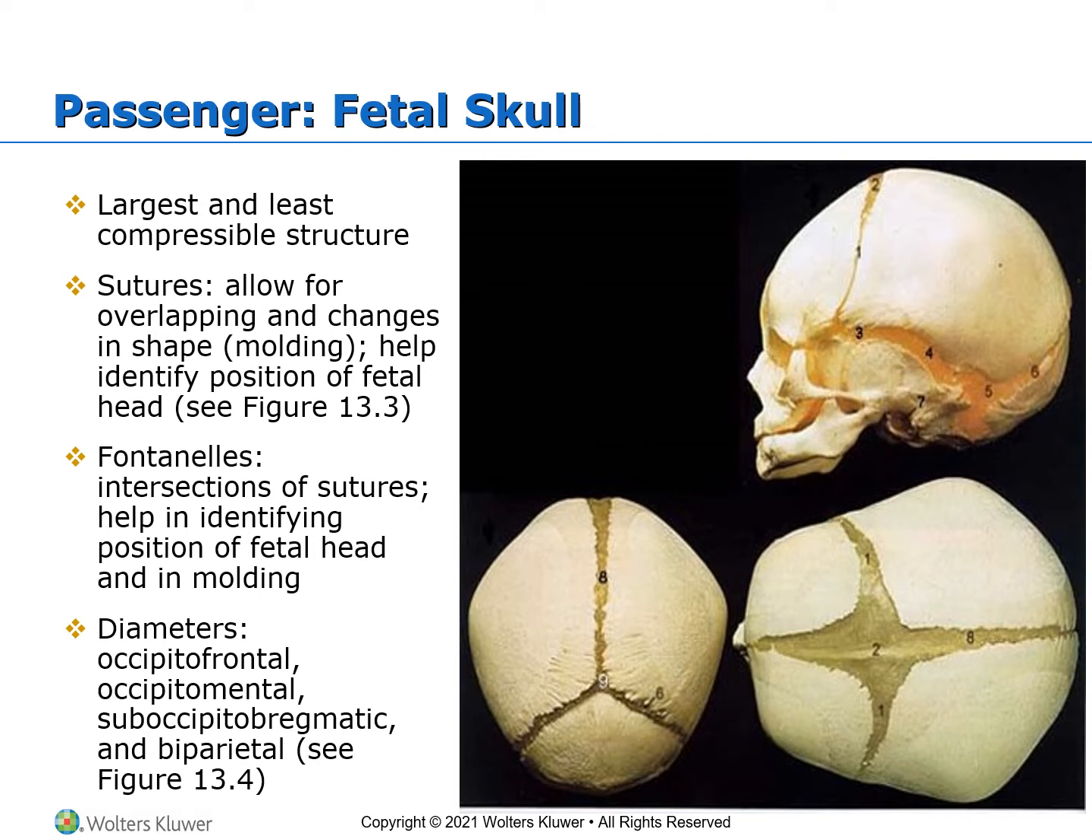The sutures allow for overlapping and changes in the shape, the molding of the head. It also helps to identify the position of the head when you do a vaginal exam. The fontanelles are intersections of the sutures. They also help to identify the position. And the different diameters are the occipitofrontal, occipitomental, suboccipitobregmatic, and biparietal.